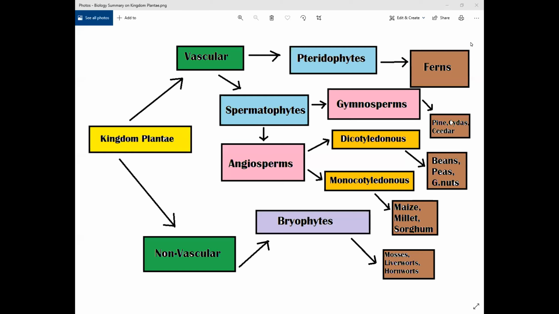Okay, let's look at what Mirembe has there. It's starting with the yellow box with Kingdom Plantae. Again, you notice it has been divided into vascular and non-vascular. The vascular are ending up in the bryophytes. The brown boxes are the examples. Okay, yes, that is good.